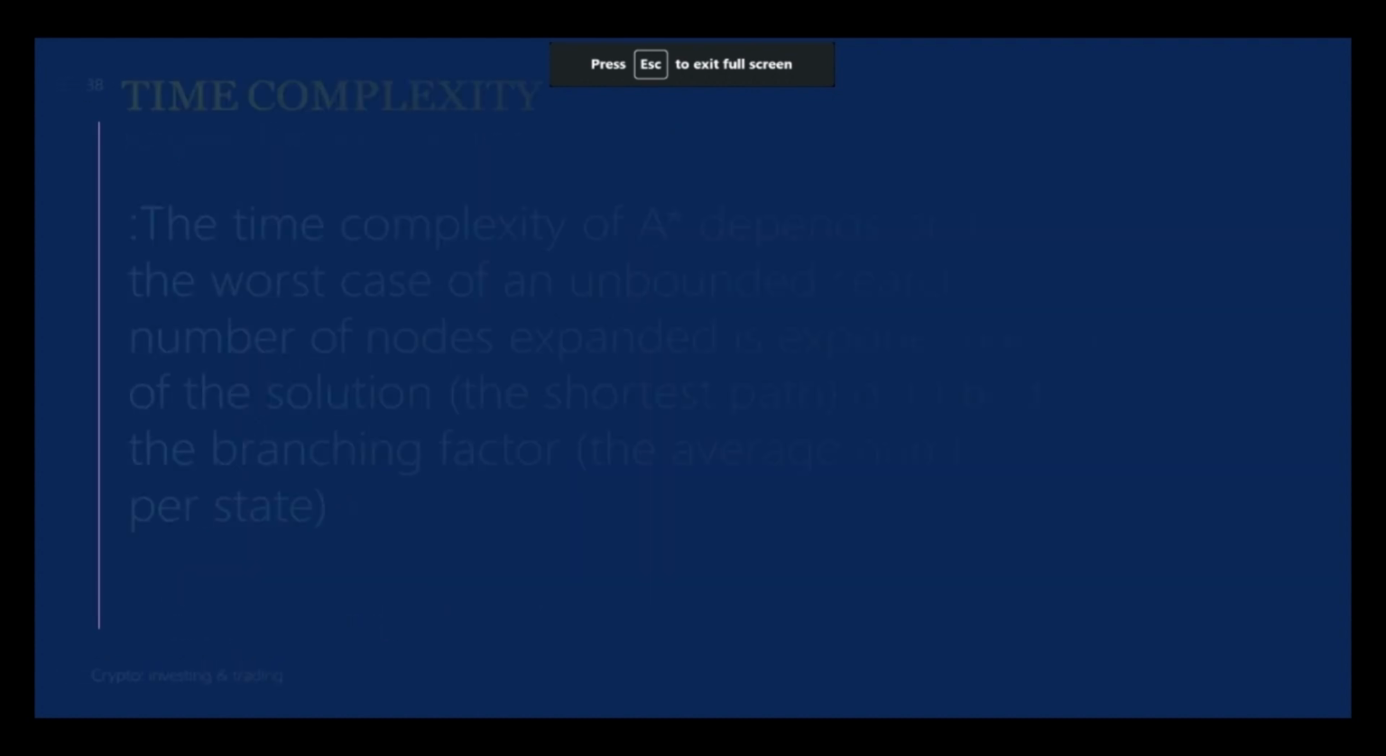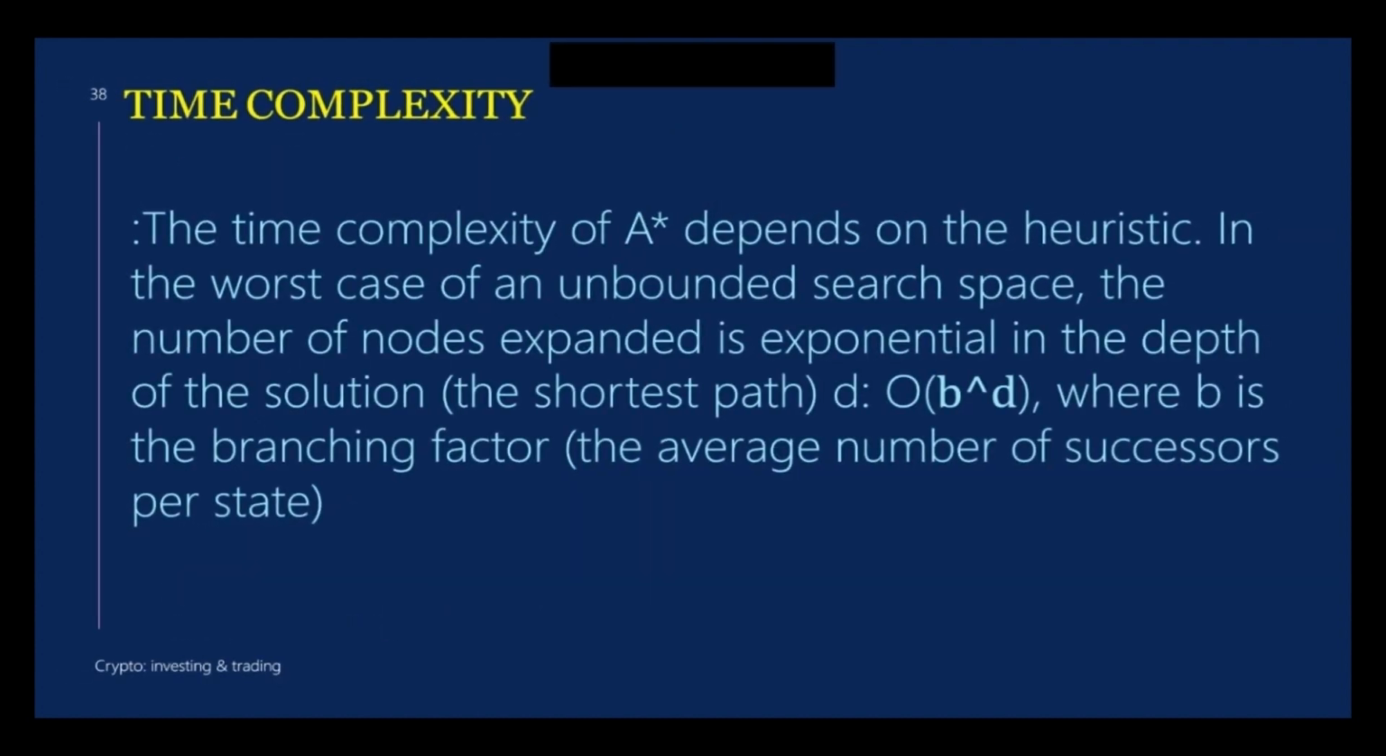Next, moving towards the time complexity. The time complexity of A star depends upon the branching factor. We can visualize the A star algorithm as a tree. If there are more branches, then naturally the time taken to reach the target will be more. Also, it depends on the depth of the target node. If the target node has a great depth, then naturally more time will be taken to reach it. Thus, the time complexity is big O of b raised to d.